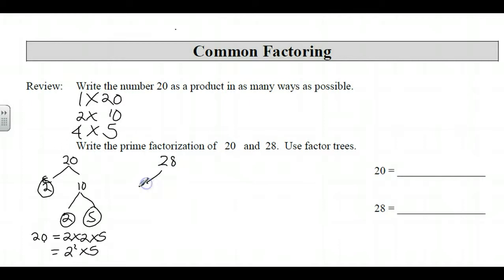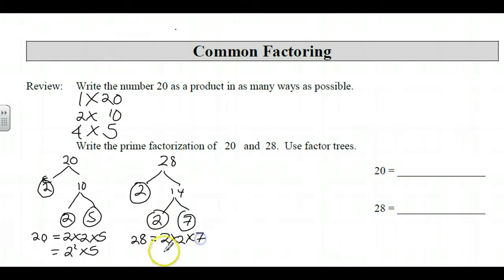28, 2 and 14. 2 is prime, so we circle. 14 is 2 prime times 7 prime. So 28 is 2 times 2 times 7, or 28 is 2 squared times 7. Let's just fill that in there.